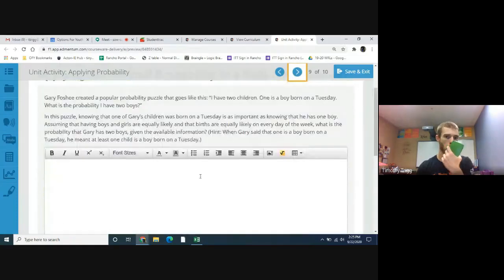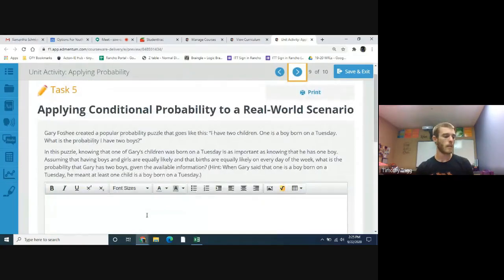Part 9. Okay. I don't particularly like this problem, but we're going to do it anyway. Gary Foshi created a popular probability puzzle that goes like this. I have 2 children. One is a boy born on a Tuesday. What is the probability I have 2 boys?